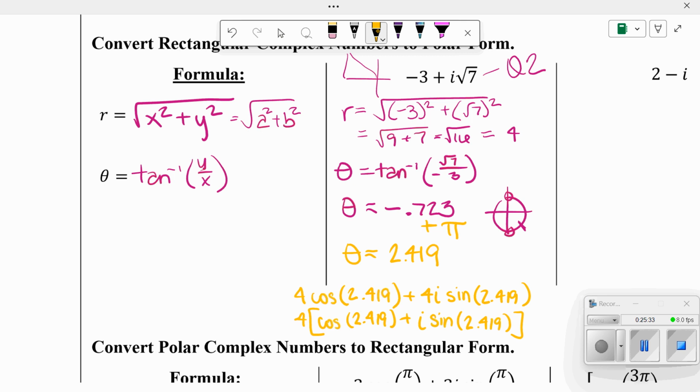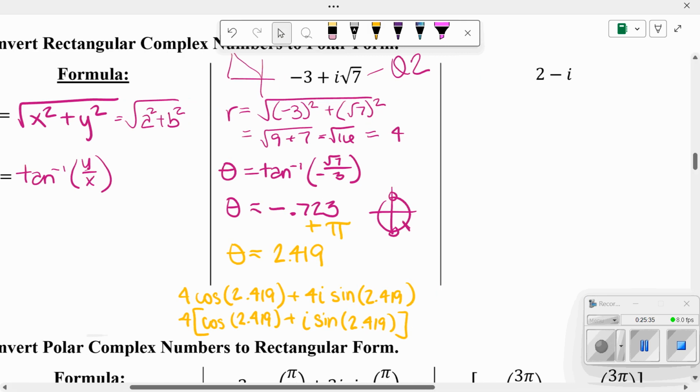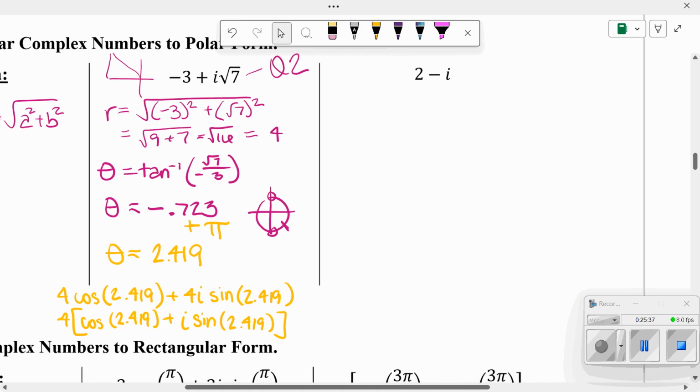All right, let's pause the video and see if you guys can handle the next problem. 2 minus i. Figure out what quad you're in, and then see if you can come up with the answers. So go ahead and pause the video. Let's try it.